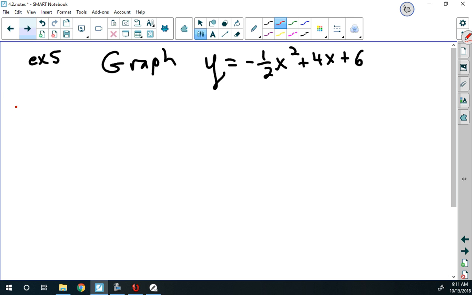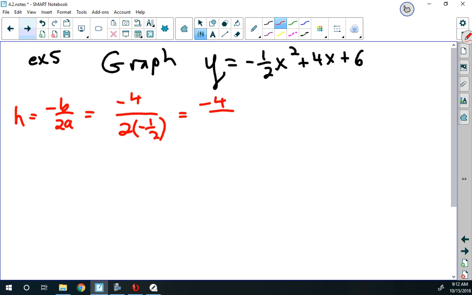So I guess we got to find our vertex first. It's going to be negative 4 over 2 times negative 1 half. So I see the negative 4 up top is going to be all right. What's 2 times negative 1 half? Two times negative 1 half, isn't that going to be negative 1? So I got negative 4 over negative 1, so what's that going to give me? It's going to give me 4.